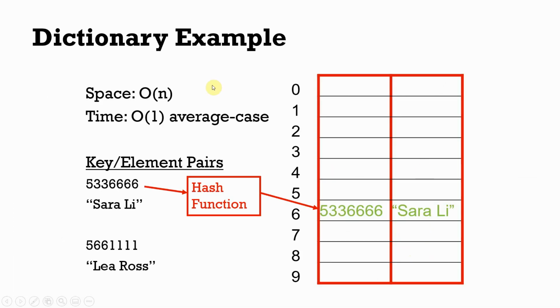This shows an example. We're talking about key element pairs. So here, let's say this is the student number, which is used as the key, and this is the string, so this is the key element pair. The space that's used is going to be order of n. The time complexity on the average is going to be on the order of 1. Okay, in the worst case, it's also order of n, but on average, time complexity is going to be order of 1.